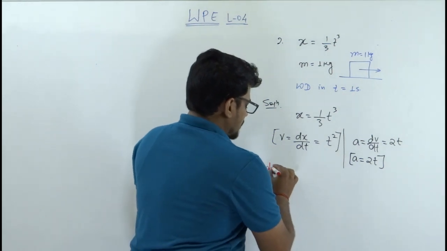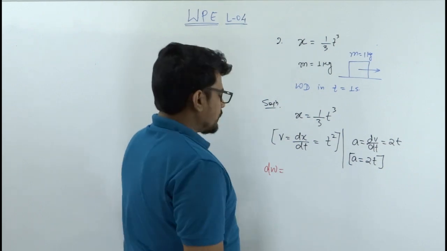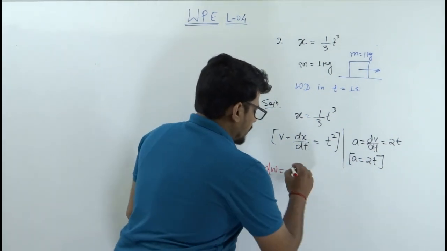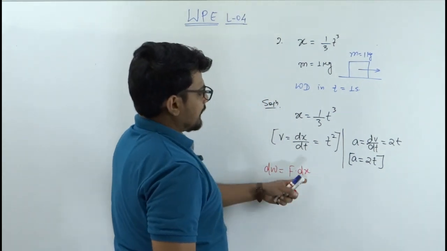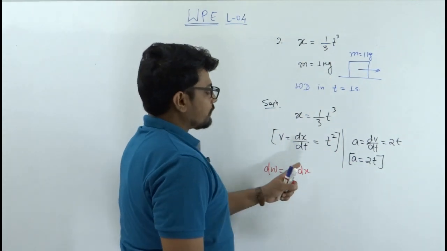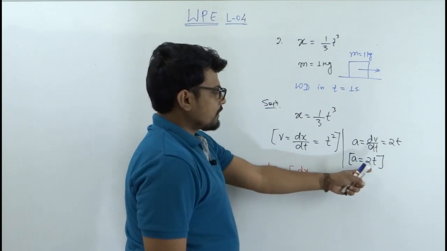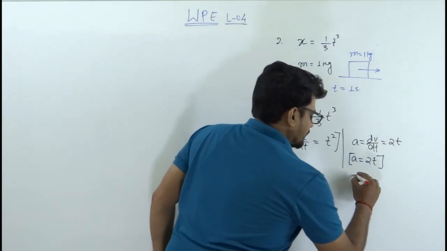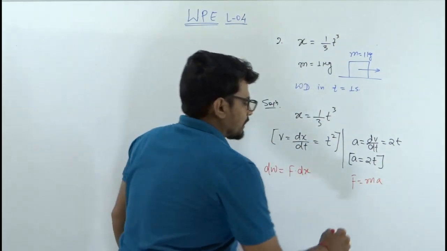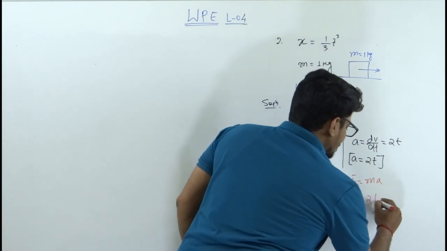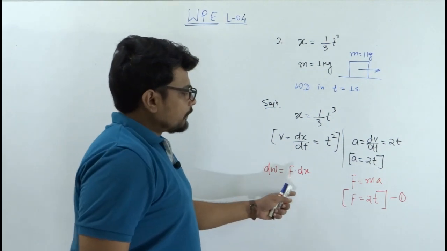Now what we do know is, let us find a small work done in small time dt. So dw should be how much? F dot dx. Now since x is a function of time t, you should try and write it in terms of t. F is a function of time t because force is mass into acceleration. Mass we have taken as 1 kg. That clearly means the force on this block is going to be 2t. I got the value of force in terms of t.